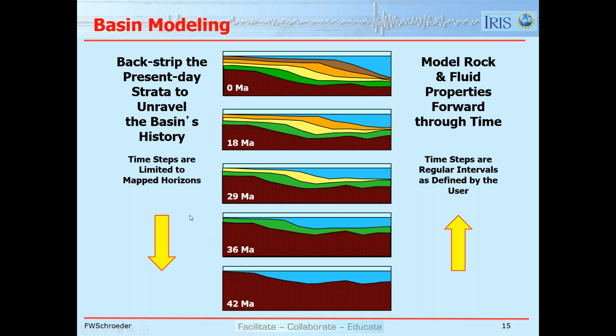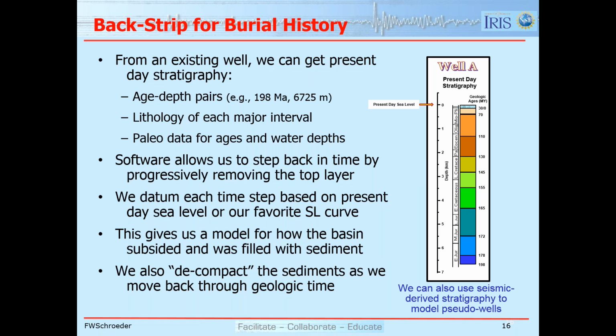Once I've gone back through time, and I'm limited by the mapped horizons that I have with the different ages, I can generate a computer model that marches forward through geologic time, in this case perhaps starting at 42 million years ago, and use a time increment of my own choosing. So that might be 1 million years, it might be 250,000 years, it might be 2 million years. And as the computer models the basin through time, it can keep track of things such as temperature and pressure, and where the organic rich layers are, and when they would start to generate oil, when they would start to generate gas, and when they would be overmature.